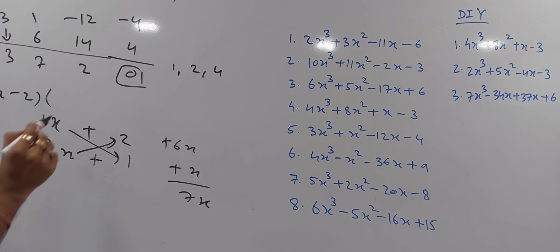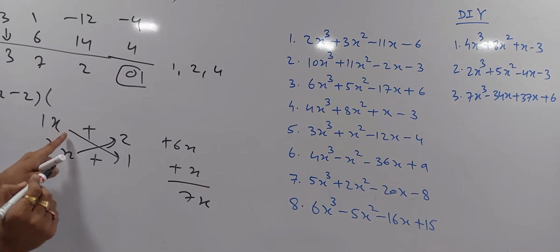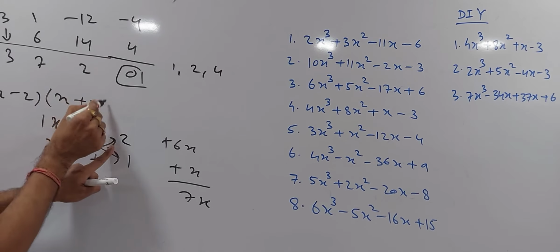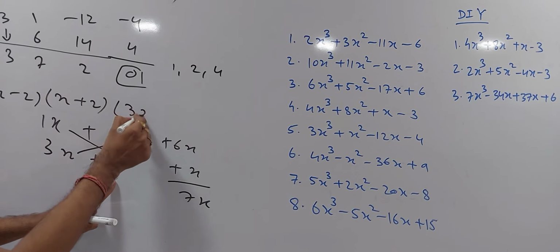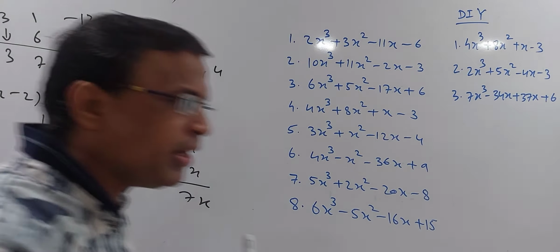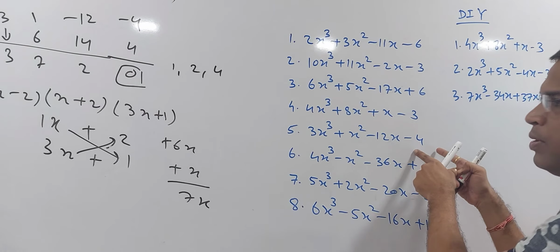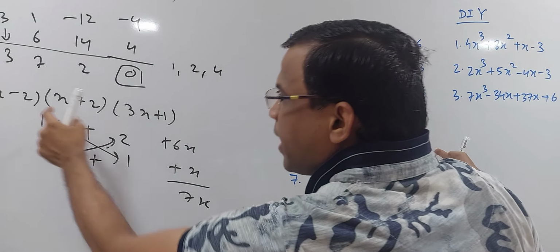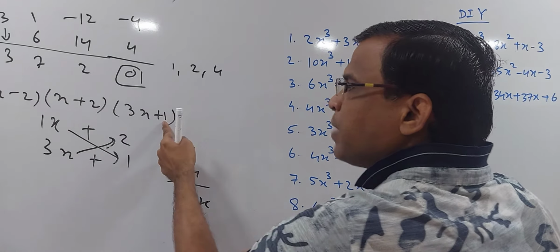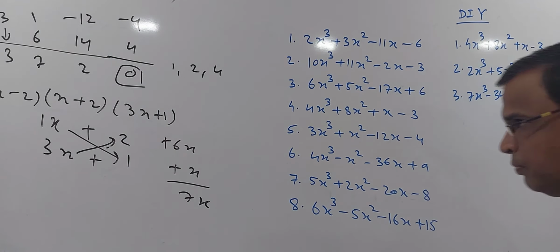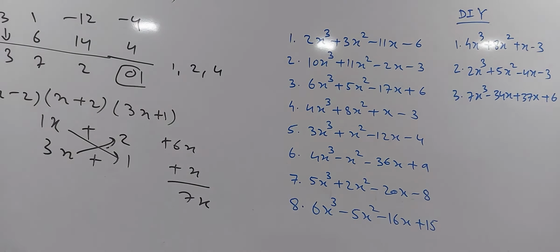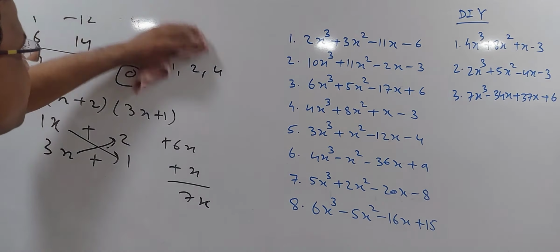The factors of this cubic polynomial are x minus 2, x plus 2, and 3x plus 1. And if you remember, in the beginning we concluded that it has 1 positive root, that is 2, and 2 negative roots. Those are minus 2 and minus 1 by 3. Fine. So in this way we have done the fifth question. Again with our approach we got the answer very quickly.